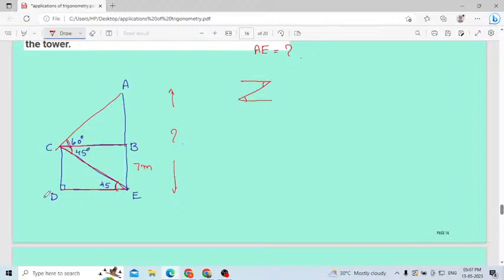Alternate angles are the same. If this angle is 45 degrees, then this angle is also 45 degrees. When two lines are parallel lines, consider this is a parallel line and this is a parallel line. In parallel lines, alternate angles are the same. If the angles are in the shape of a Z, you have to remember that. Okay, understood?